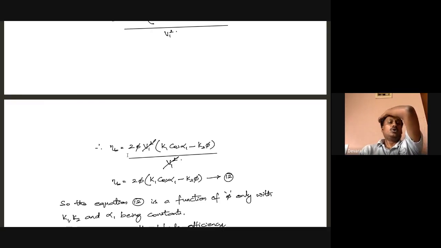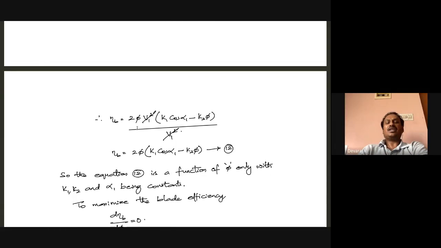If I take it out, the blade efficiency will be equal to 2 phi into V1 square into K1 cos alpha 1 minus K2 into phi, the whole thing divided by V1 square. So V1 square in the numerator and V1 square in the denominator simply cancel out, so that I am left with an equation: blade efficiency is equal to 2 phi into K1 cos alpha 1 minus K2 phi, which I am calling equation number 2, the blade efficiency or vane efficiency equation.